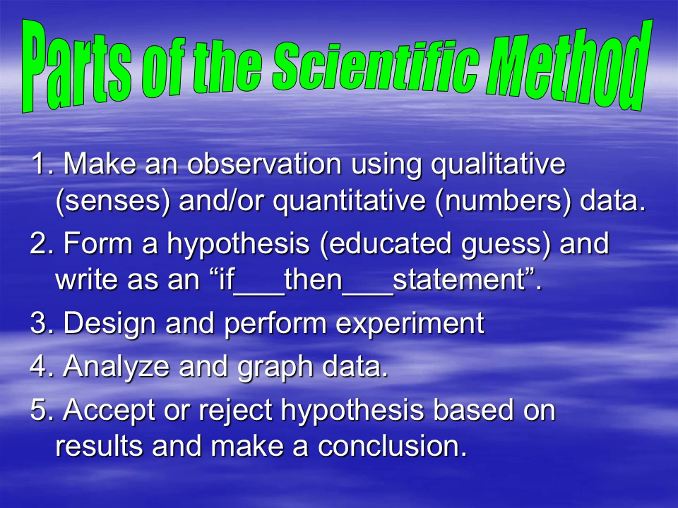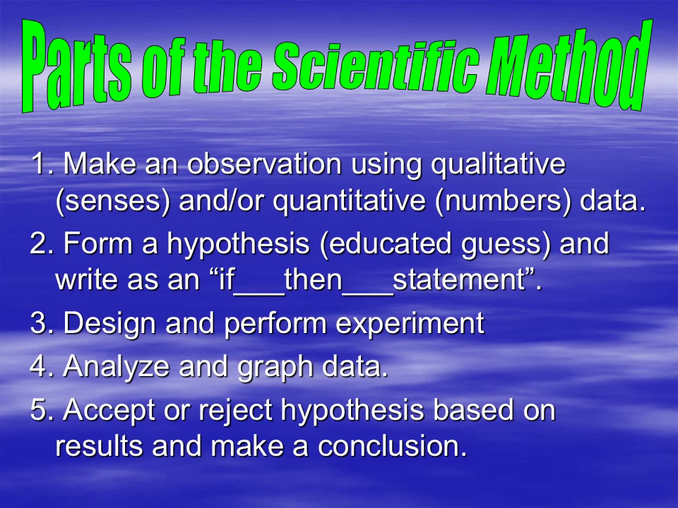The main parts of the scientific method are as follows. First of all, scientists have to make an observation. The observation's made using qualitative or quantitative data. Qualitative data refers to anything having to do with your senses, and quantitative data is anything to do with numbers.